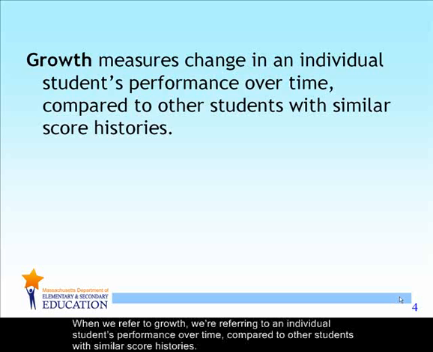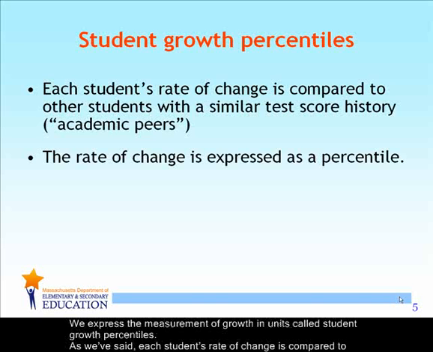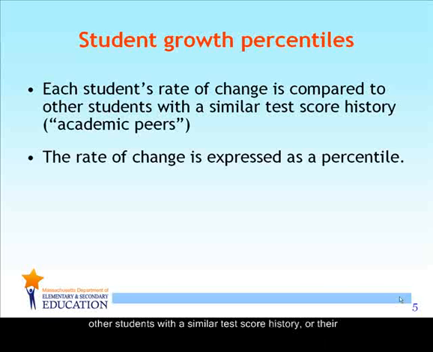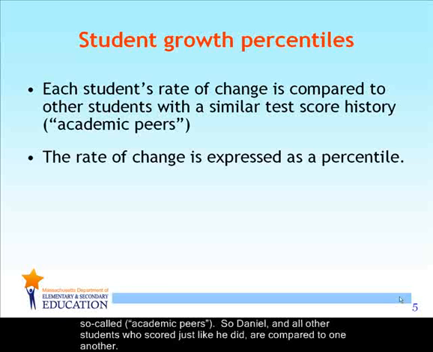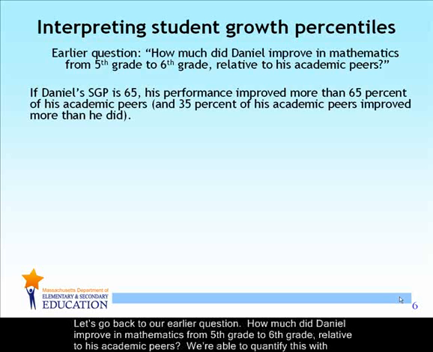When we refer to growth, we're referring to an individual student's performance over time compared to other students with similar score histories. We express the measurement of growth in units called student growth percentiles. As we've said, each student's rate of change is compared to other students with a similar test score history, or their so-called academic peers. So Daniel and all other students who scored just like he did are compared to one another. The rate of change is expressed as a percentile, which is a commonly understood manner of comparing things to one another.